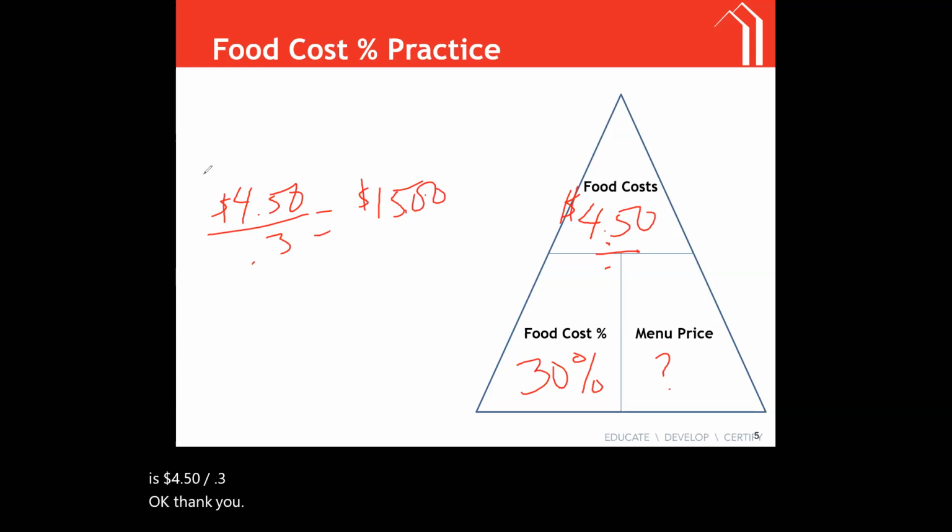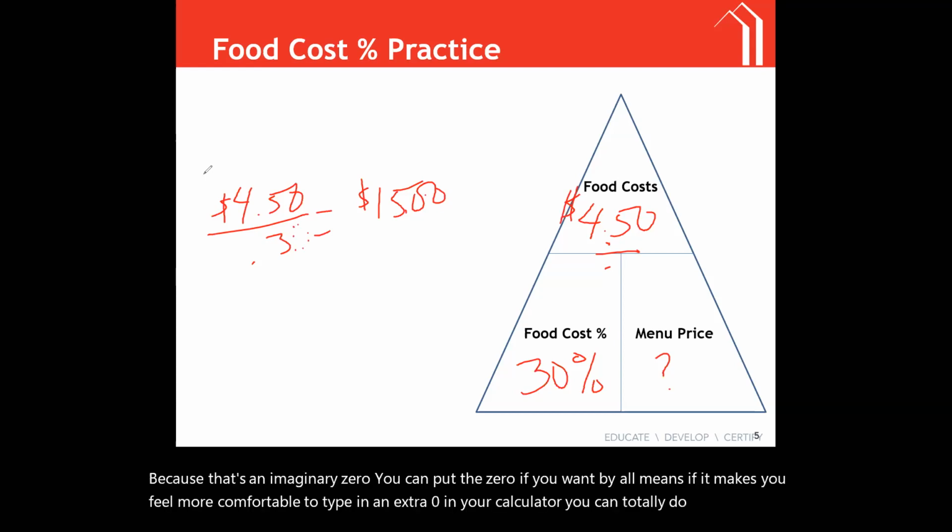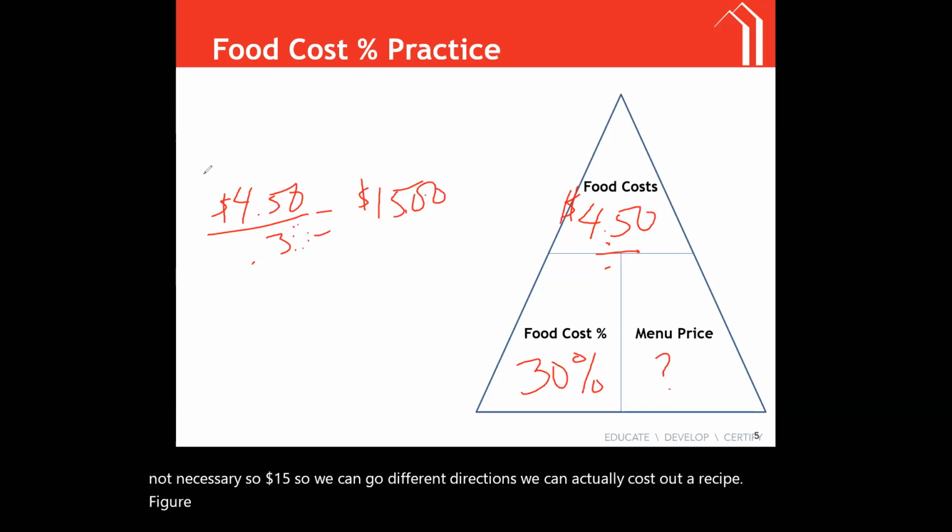So $4.50 divided by 0.3. You'll notice that I left that 0 off, because that's an imaginary 0. You can put the 0 if you want, by all means. If it makes you feel more comfortable to type in an extra 0 in your calculator, you can totally do that, but it's not necessary. So $15. So we can go different directions. We can actually cost out a recipe, figure out what it's going to cost, and then apply that food cost percentage. And then that is what gives me my selling price, my menu price.